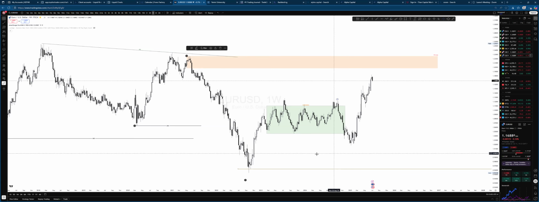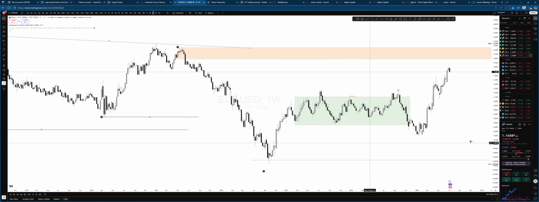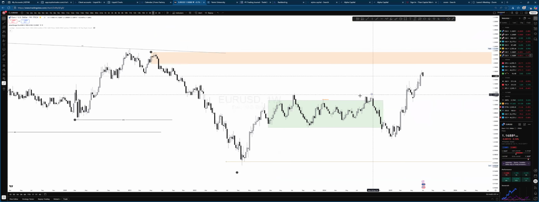Is the screen small for you guys? Do you need me to zoom in more? Do the candles look small for you guys? Like for me, it's... No, big. It's perfect. Okay, cool.